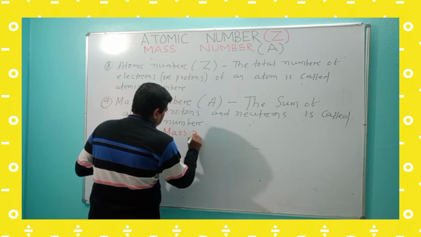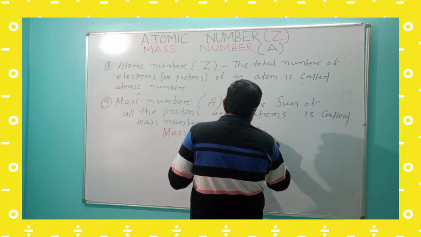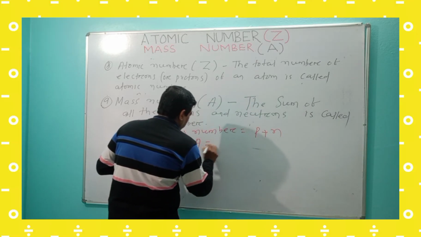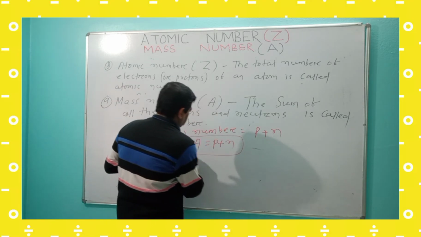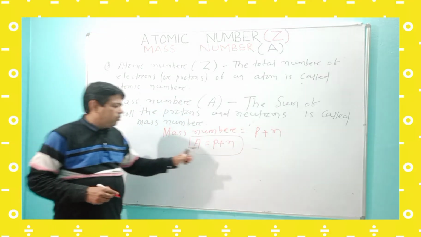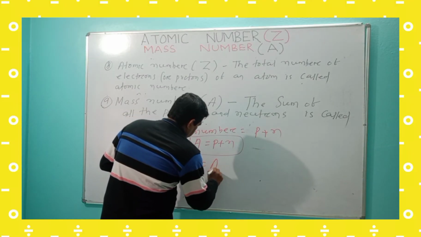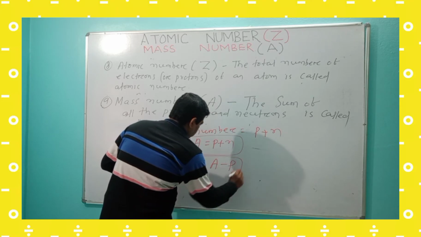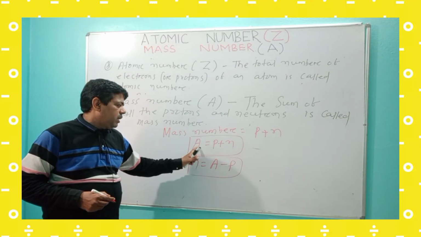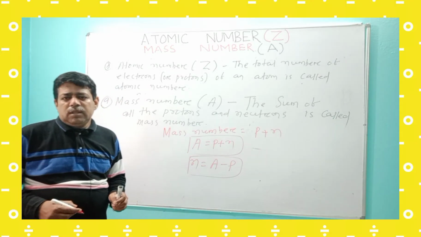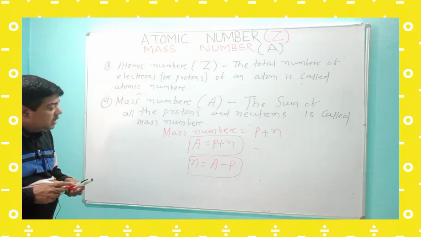Mass number is the number of protons plus number of neutrons. It means A is equal to proton plus neutron. Understand? And if the number of protons is known, then you can find out the number of neutrons. Number of neutrons is equal to what? Mass number minus number of protons. If the mass number is given and number of protons is known, then you can find out the number of neutrons of an atom. Understand?